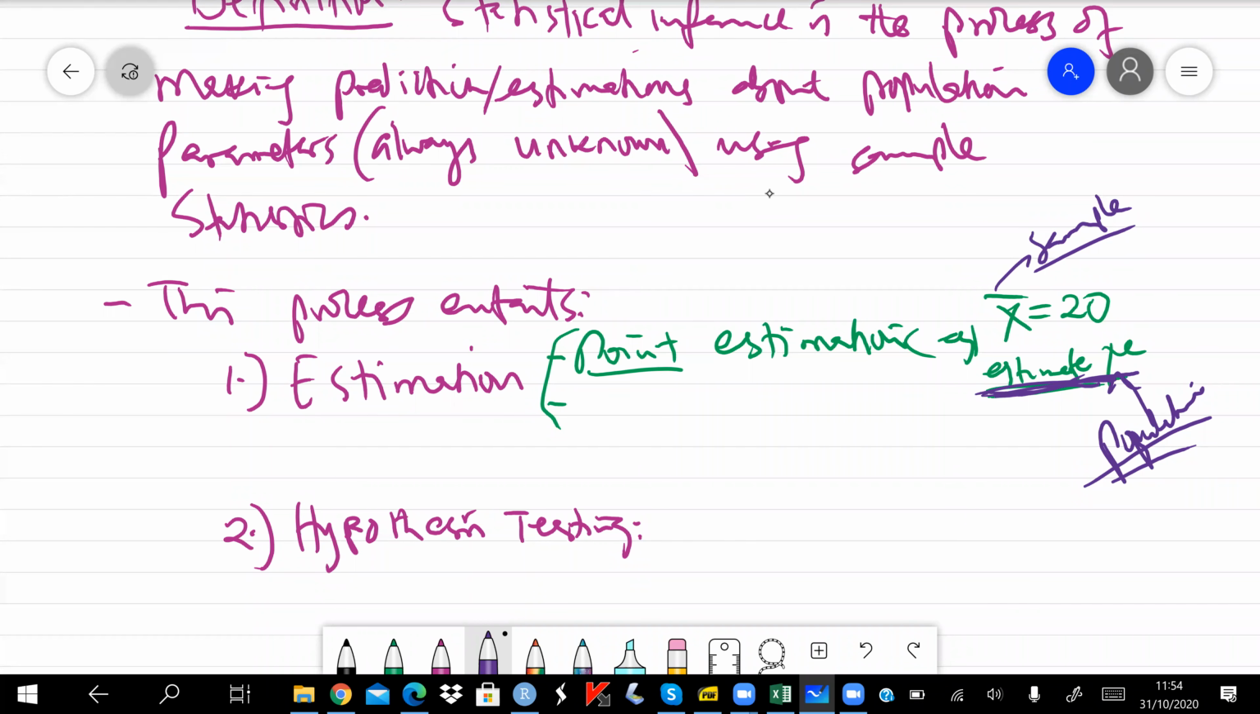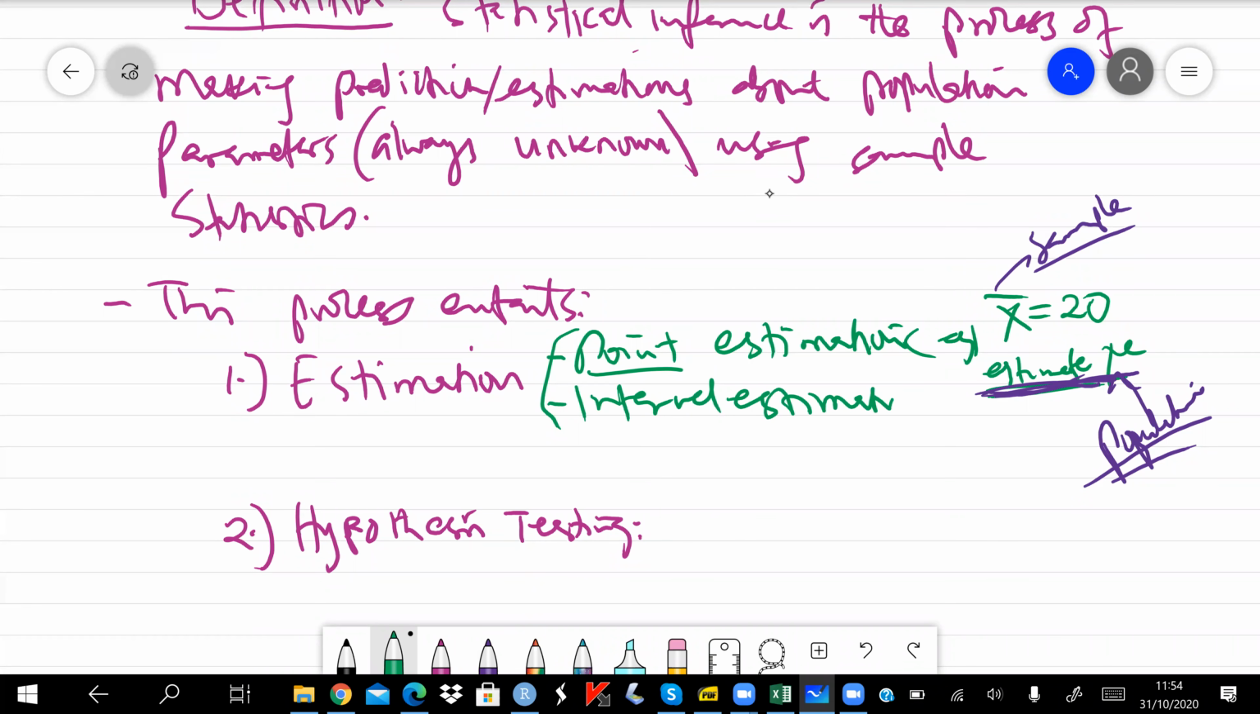So possibly if you chose another sample, you find that the value of X bar will be slightly different or quite different. So you find that every possible sample might be having a different value of an estimate. So point estimation is not very reliable. So to take care of that limitation, we have what we call the interval estimation.